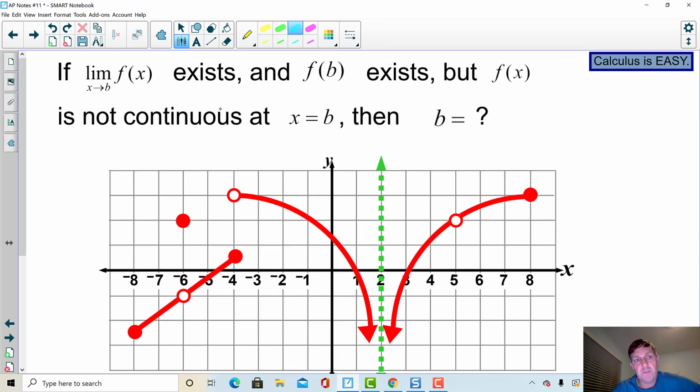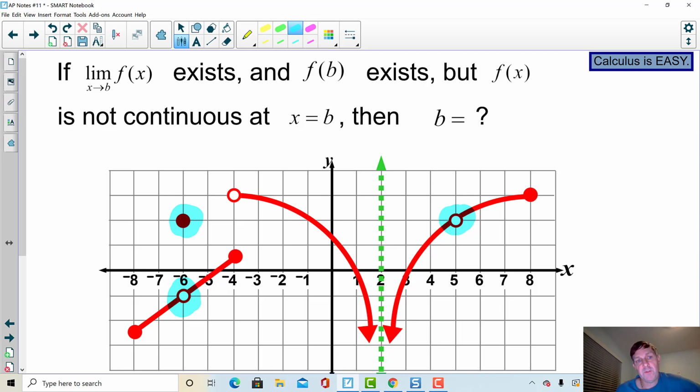Okay, here's another puzzle that we're going to look at. It's kind of another example of a removable discontinuity. Here it says that the limit exists. So let's see, the limit exists here, and the limit exists here. It also says the function exists at that spot. So we can look at this spot here. And it says it's not continuous at that spot. So -6 is going to be our answer.